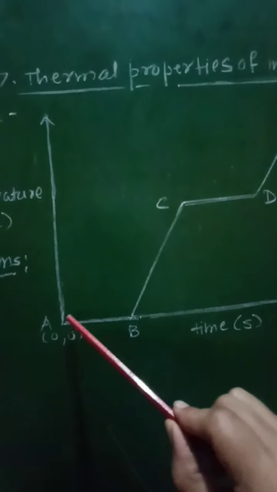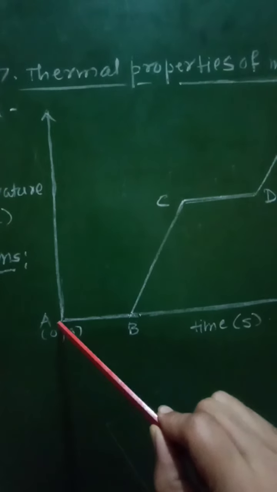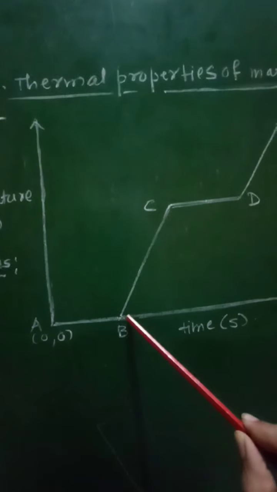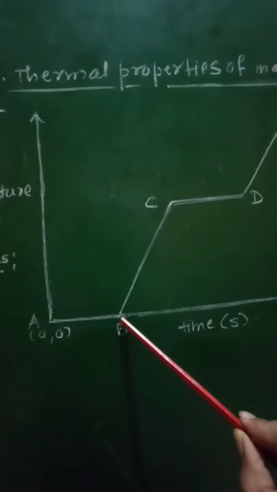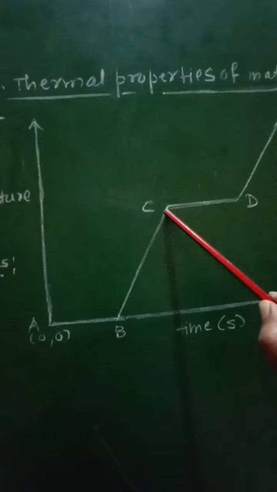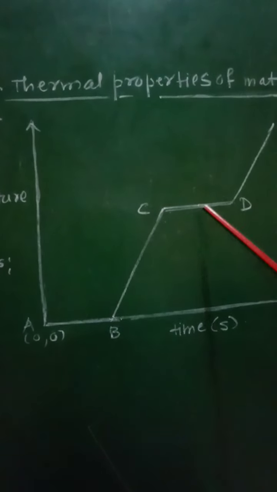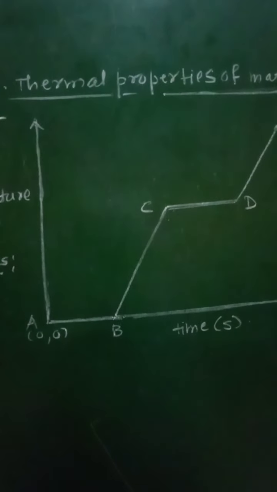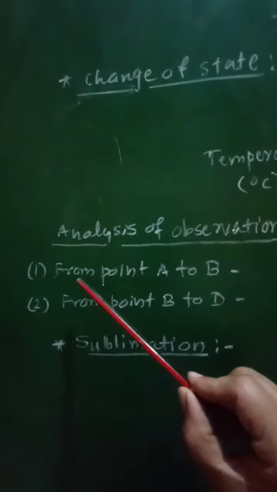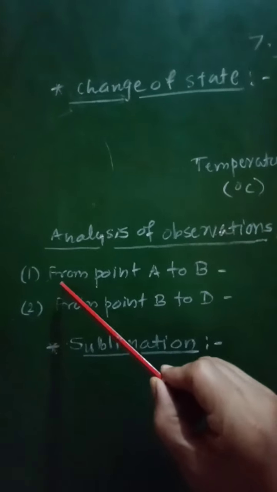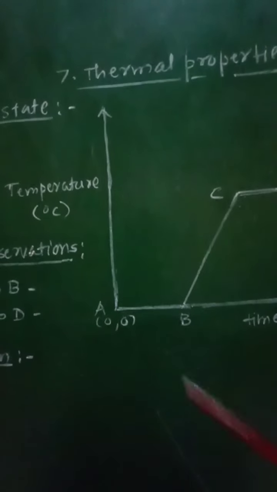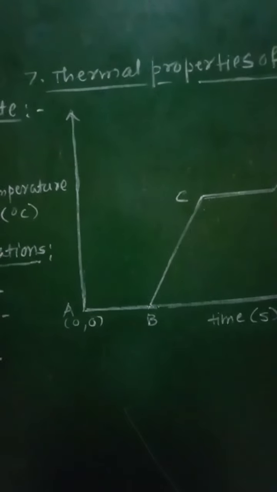If you consider the first stage, that is from point A to point B, here there will be solid state, and here there will be just a conversion into liquid state. Above this, for this portion CD, there will be conversion from liquid state to vapor state. And therefore let us consider first the analysis of observations from point A to B. So for this portion AB, we will analyze these observations.